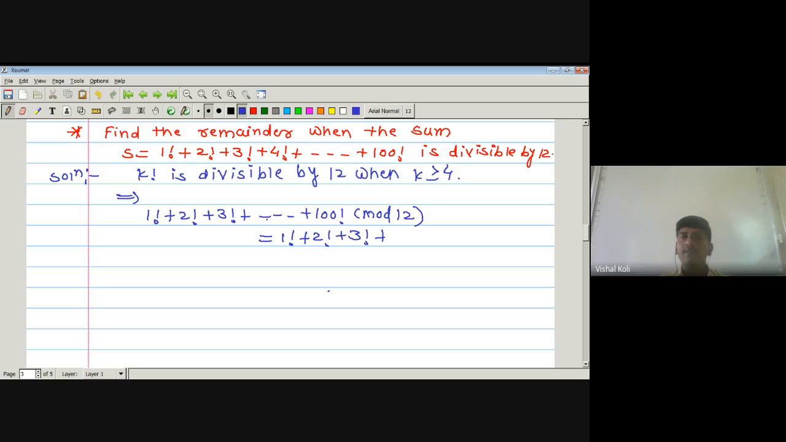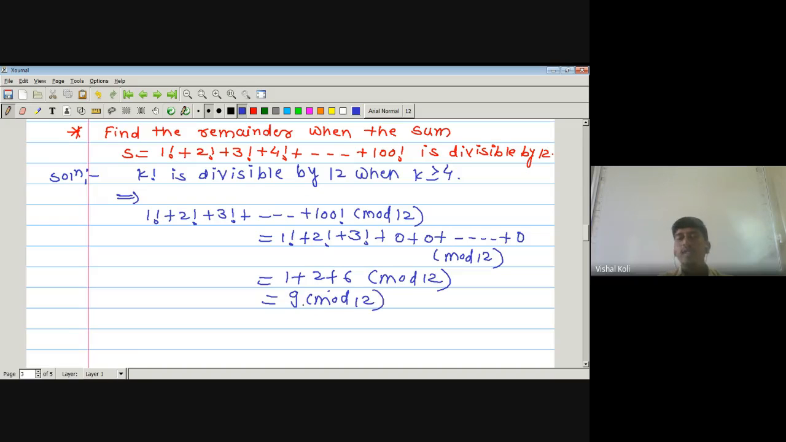But if we divide 4 factorial by 12, then what should be the remainder? 0. Similarly for 5 factorial and continuing up to 100 factorial over modulo 12. The value of 1 factorial is 1, plus 2 factorial is 2, plus 3 factorial is 6, plus 0 plus 0, which is 0. Now, which is nothing but 9 modulo 12.